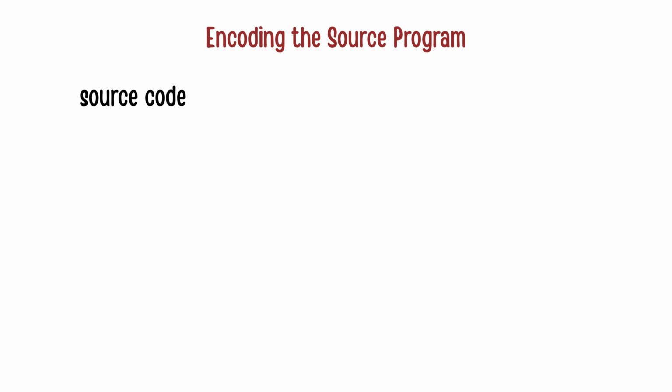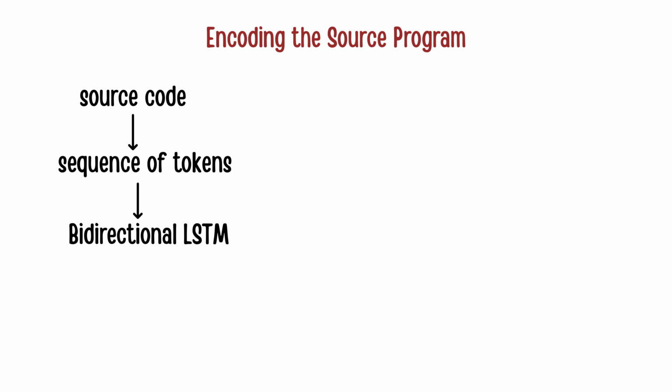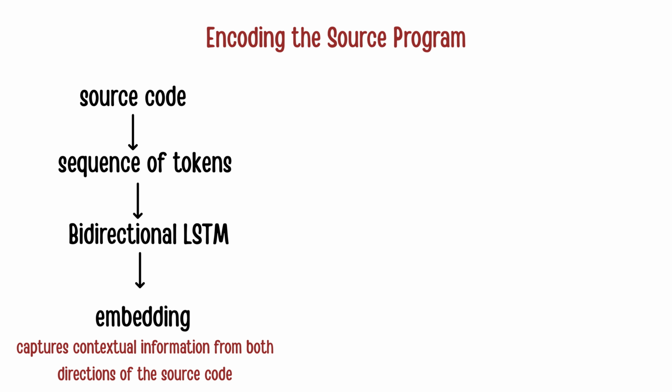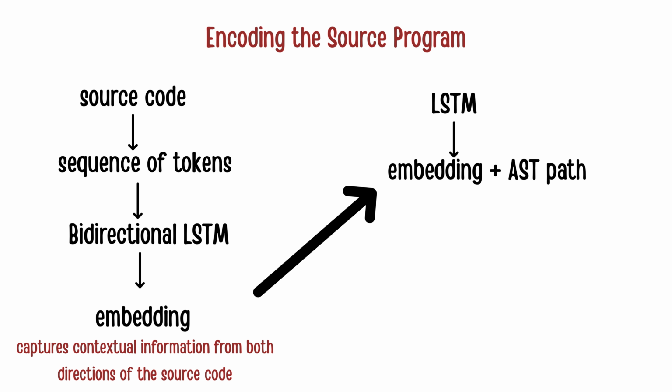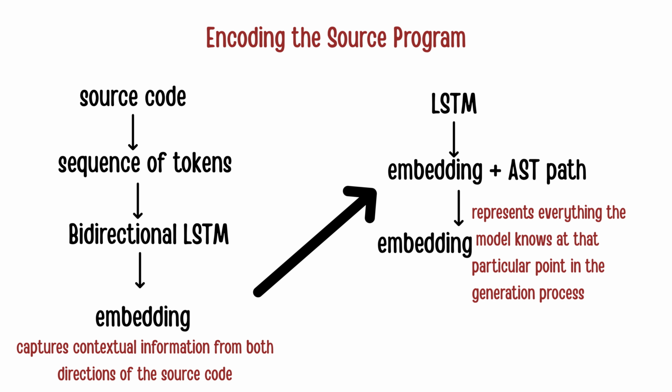To do this, the source code is converted into a sequence of tokens. Keywords such as for, if, return, operators, and identifiers all become tokens. These tokens are then processed using a bidirectional LSTM, which generates an embedding representing the source program. This embedding captures contextual information from both directions of the source code. Then another LSTM combines the source program representation with the AST path of the current node. The resulting embedding represents everything the model knows at that particular point in the generation process.